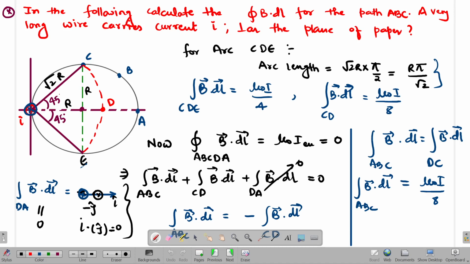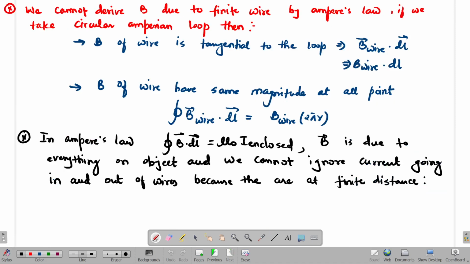Good. Okay. Now look over here. So this was the thing due to finite wires.